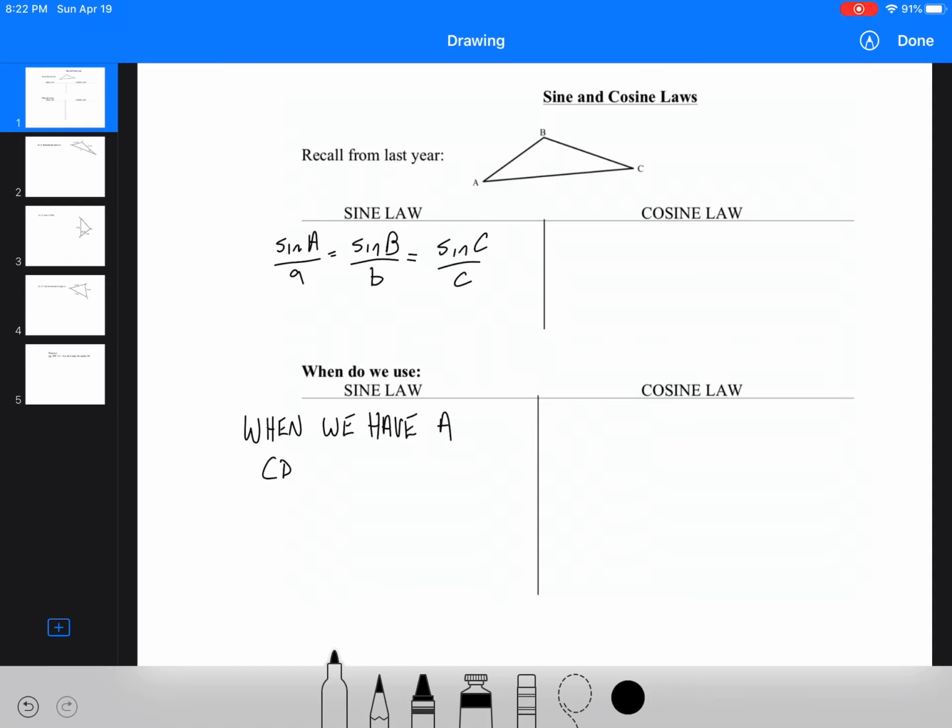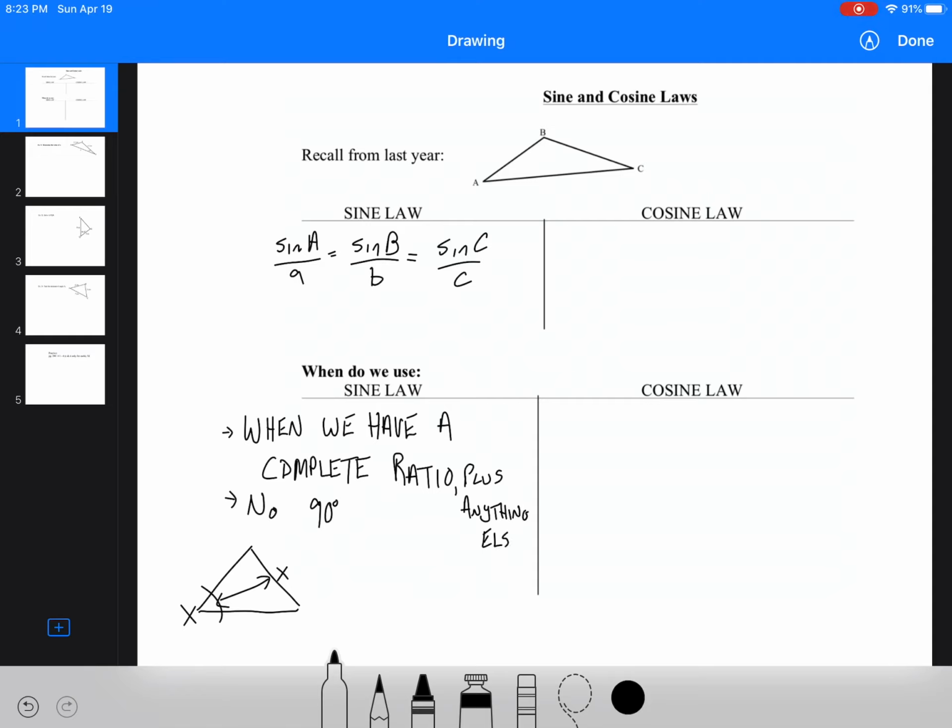We use the sine law when we have a complete ratio. And these are all non-right triangles, so no 90 degree angle. A complete ratio is when we're given an angle and a side directly across from each other. If we're given both of those and anything else, we can use sine law. So when we have a complete ratio and anything else, we can use sine law.